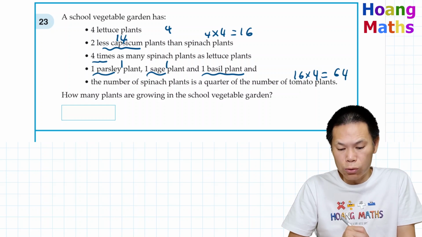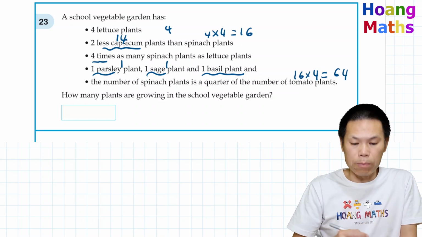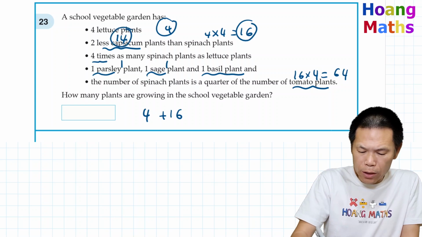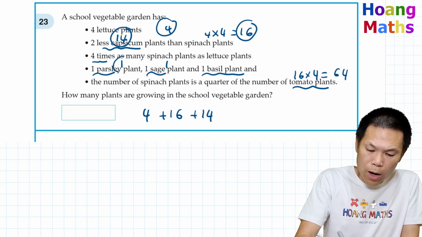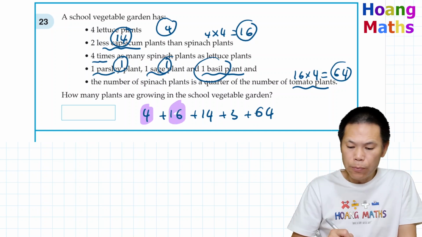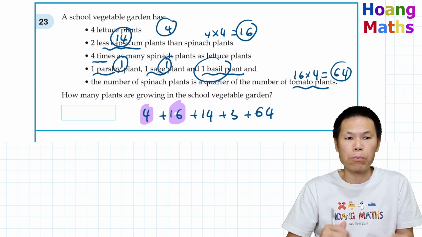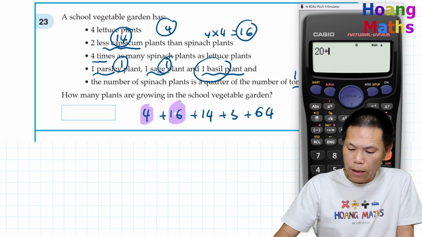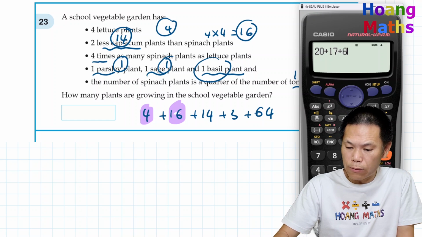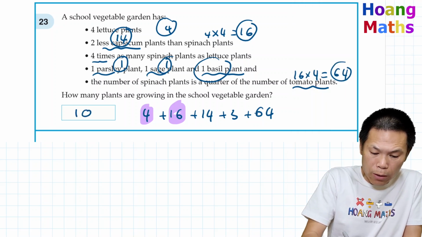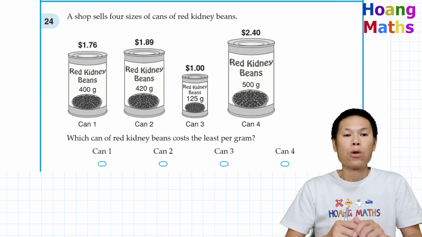How many plants are grown in the school vegetable garden? So we just add all of them up. So we have 4. We add 16. Then we have 14 capsicum plants. Then we have 1 of each of these plants, so that is 3. Then we add 64. So now what we do, we just go 4 plus 16 is 20. Otherwise, I just put all of them on a calculator because we are allowed to use a calculator. So I just go 20 plus 17, because 14 plus 3 is 17, and we add 64. So there you go, 101 plants altogether. 101. There you go.